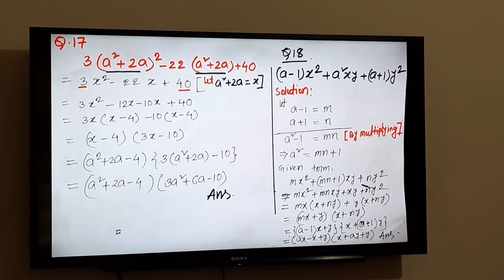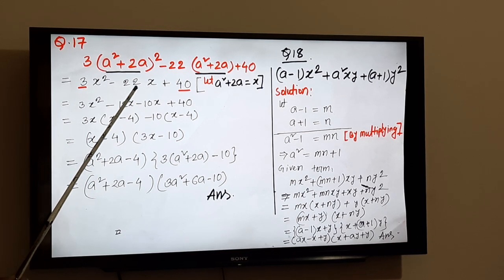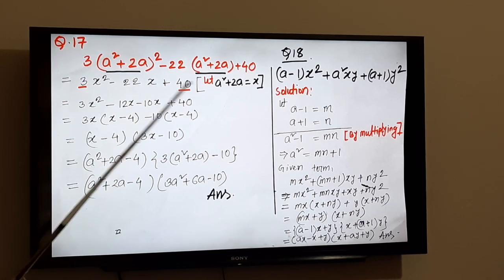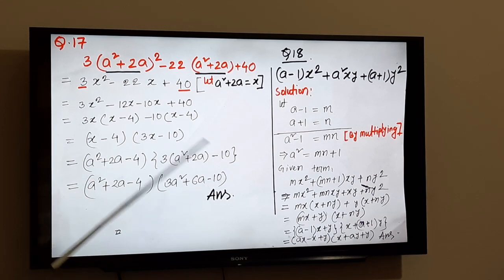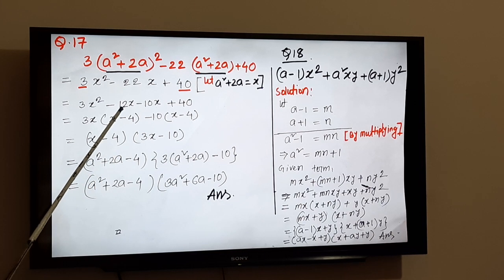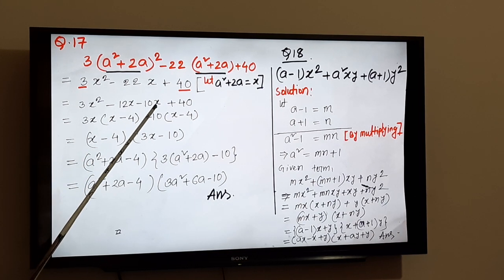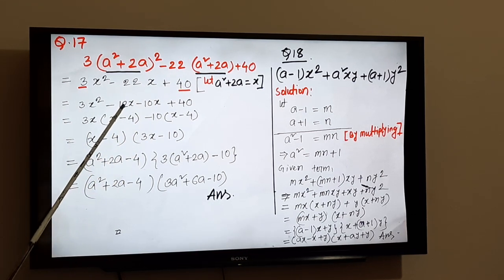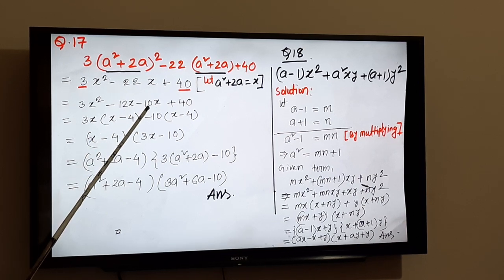So now this expression is like a middle term expression. We can analyze the middle term by this process. 22x. At first 3 and 40 multiply to 120. How can we organize 120 by minus 22? So minus 12x minus 10x. Multiply 12 and 10, it will be 120. Plus minus 12 minus 10, it will be minus 22. So the middle term is okay.